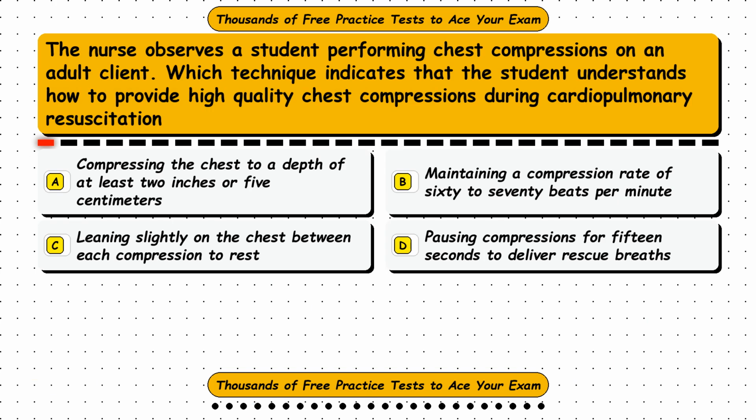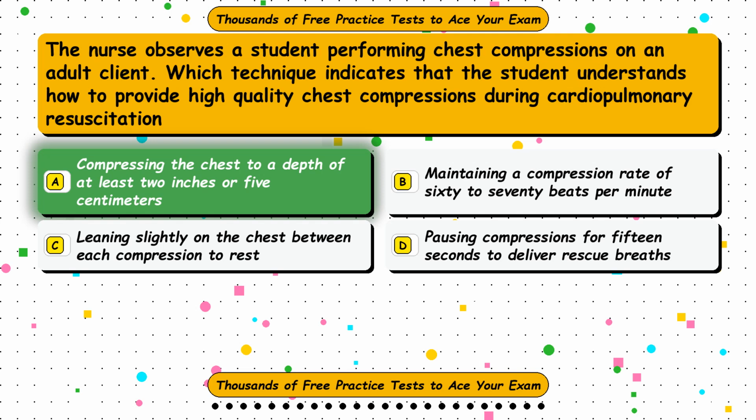Question 2. The nurse observes a student performing chest compressions on an adult client. Which technique indicates that the student understands how to provide high-quality chest compressions during cardiopulmonary resuscitation? Option A, compressing the chest to a depth of at least 2 inches or 5 centimeters. Option B, maintaining a compression rate of 60 to 70 beats per minute. Option C, leaning slightly on the chest between each compression to rest. Option D, pausing compressions for 15 seconds to deliver rescue breaths.